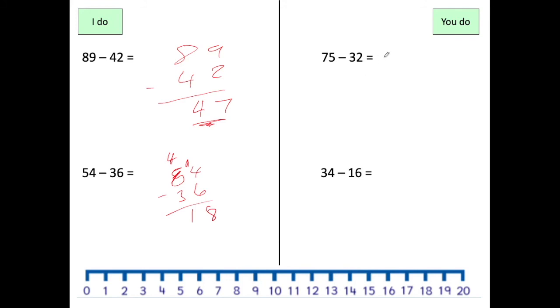Right, so the answer to this question should be 43. And for the last question, we'll go through this together. So we've got 34 minus 16. Can't do 4 take away 6 because the 4 is smaller, so we're going to borrow 1 from the tens column. Now we've got 14 take away 6 is going to give us 8. 2 take away 1 is going to be 1. So the answer is going to be 18.